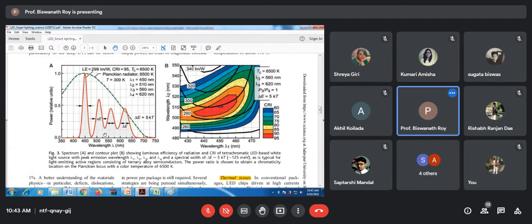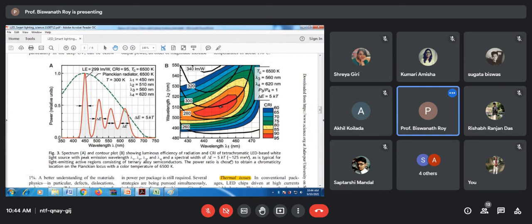So this has been achieved. It is possible to achieve a wide range of CCT with the same tetrachromatic arrangement. But here it is shown that the power is given in 4 LED chips such that the CCT value is of the order of 6500 Kelvin, and CRI is very good, very close to 100. It's very good, pretty good.